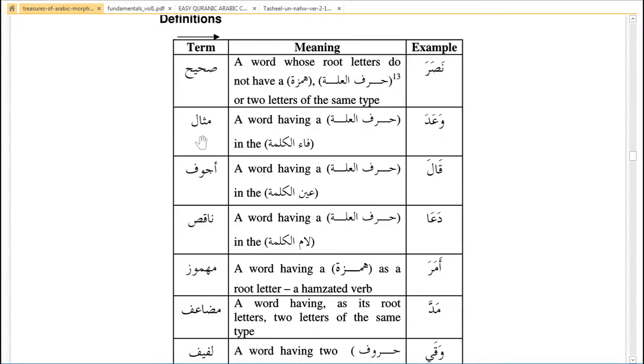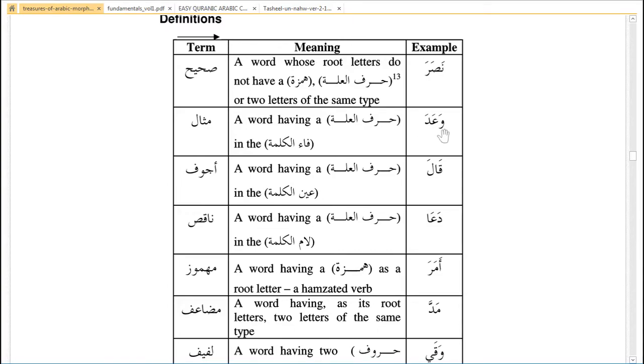Mithal is when there is harf illa in the beginning, which is fa kalima. When the fa kalima has harf illa, it is called mithal. For example, wa'ada: we have studied fa, ain, lam kalima. So here the waw is fa kalima, ain is ain kalima, and dal is lam kalima.